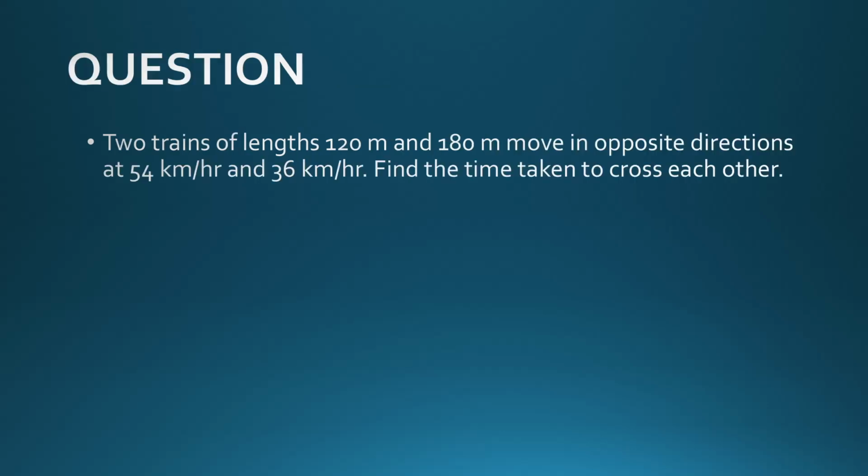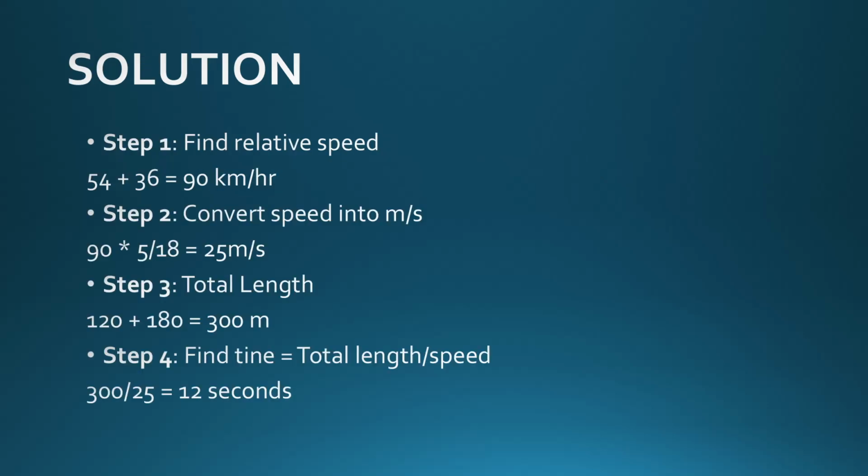Now let's look at an example. Two trains of length 120-meter and 180-meter move in opposite directions at 54 km per hour and 36 km per hour. Find the time taken to cross each other. So here we'll move step by step. Step 1, we'll need to find the relative speed. Now since the trains are traveling in opposite direction, for relative speed we need to add the individual speed. So 54 plus 36 equal to 90 km per hour.